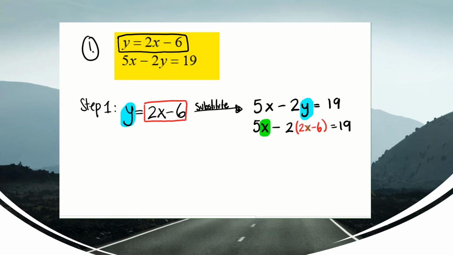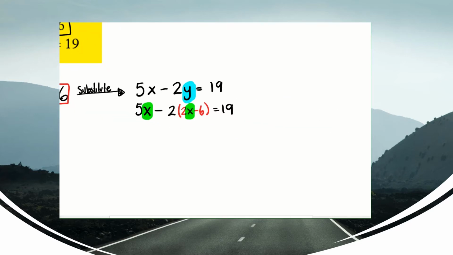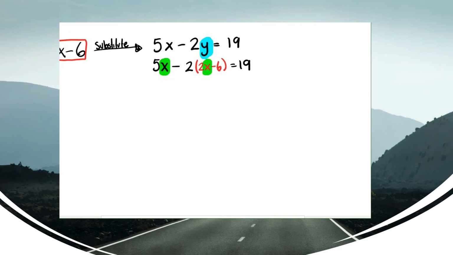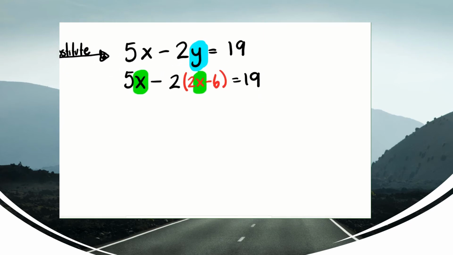And why do we want this? We want this because we want an equation where we only have one variable. Notice how now we only have x's in our equation. We know how to solve equations with one variable. That's why we want to turn our equations to have only one variable, whether it's x or y.